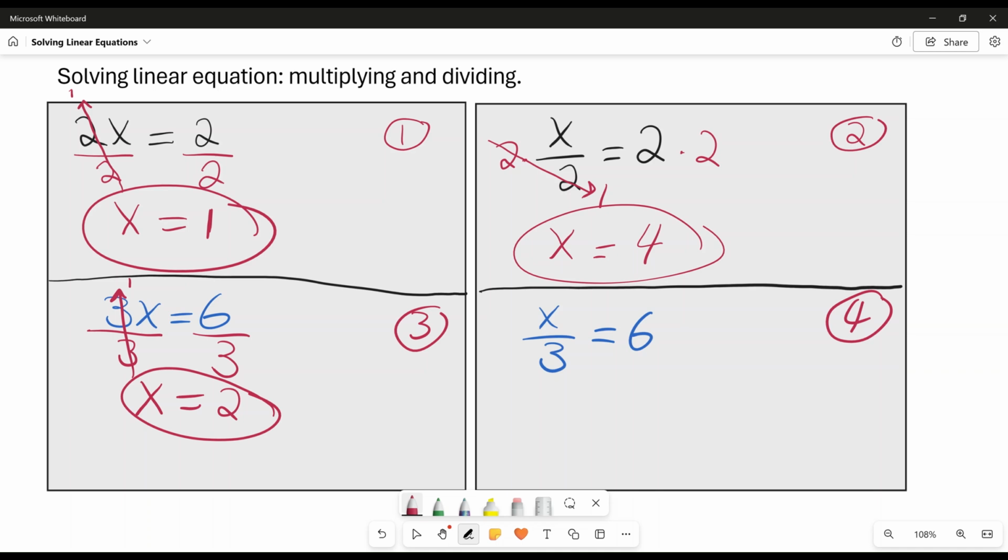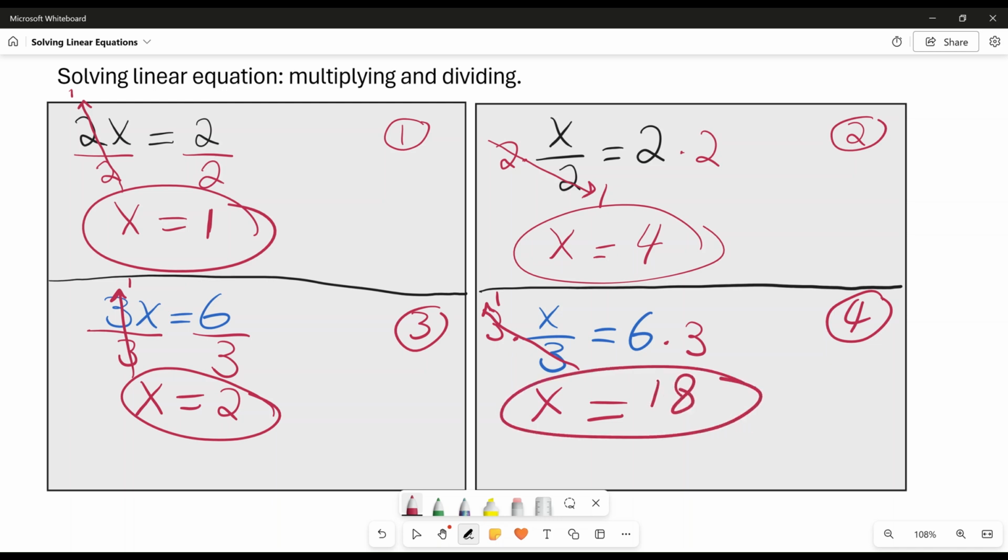For number 4, you have x divided by 3. To get rid of that 3, you need to multiply by 3. And whatever you do on one side, you do on the other side. On your left side, you have 3 times x divided by 3. So technically, it's 3 divided by 3. So this is going to be 1, where you get x by itself, and then you have 3 times 6, which is 18. And that's your final answer.